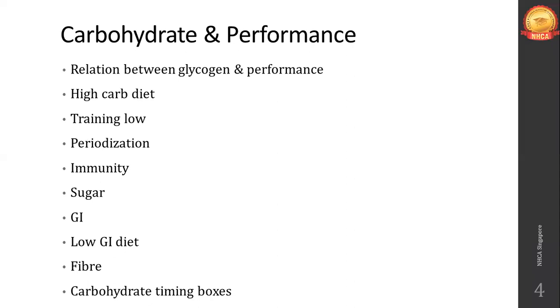Then carbohydrate periodization. Just go through it once. And training and immunity. What's the relation between training and an athlete's immunity? Sugar. How much sugar is required? Is sugar good for athletes? How much is required? This data. What is glycemic index? How do you calculate it? What are the examples of a low glycemic diet, and even the benefits of a low glycemic diet.